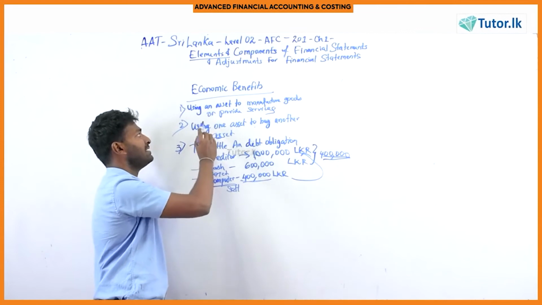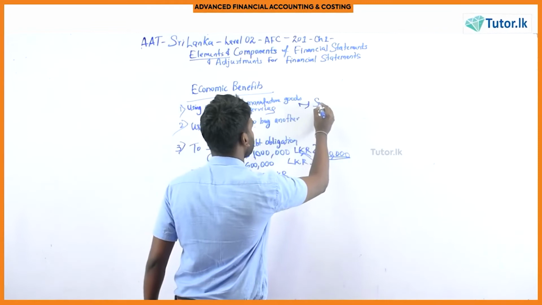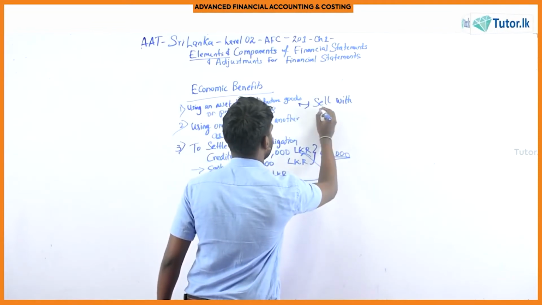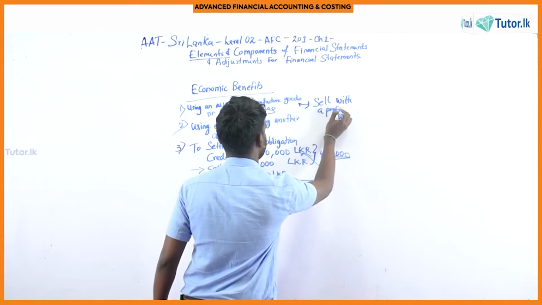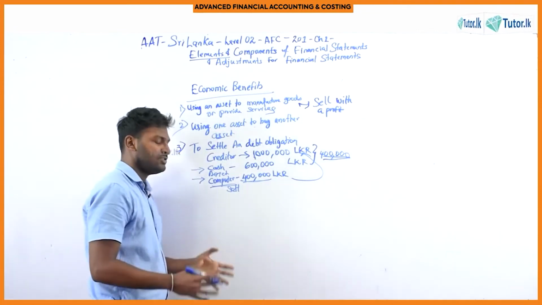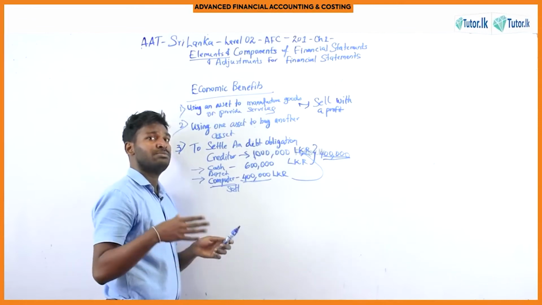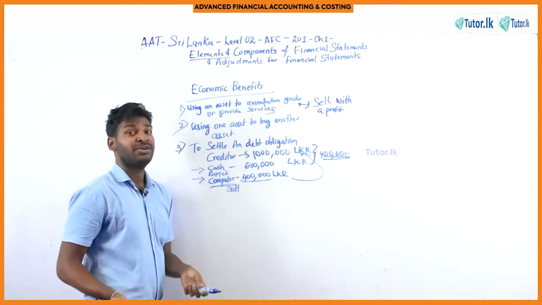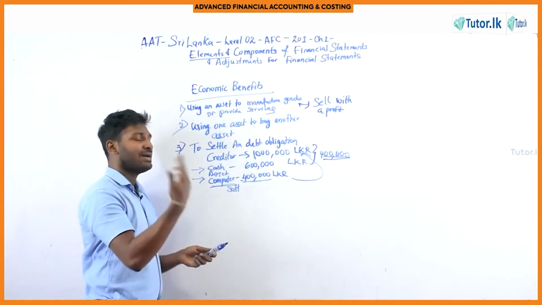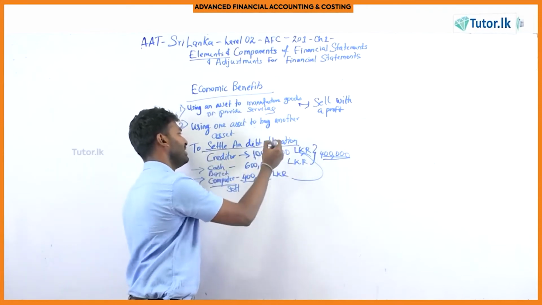So the first one is using an asset to manufacture goods and services which you can sell later with a profit. The second is using one asset to buy another asset. Basically, let's say you have an old machine, old grinding machine, an old car, old lorry or container, whatever, you can sell it, get the proceeds, and buy a new asset. And the third one is to settle a debt obligation, a credit.